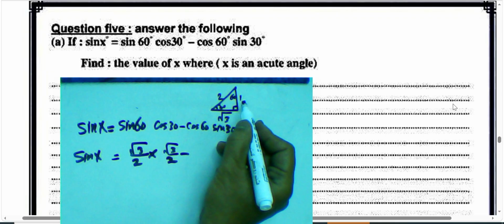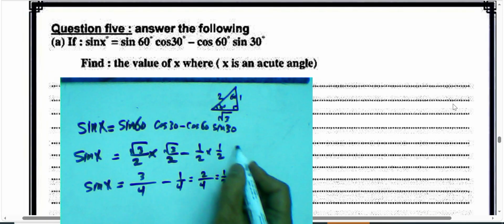Then we have sin x. Start from the left hand side, sin x is equivalent to sin 60 cosine 30 subtract by cosine 60 product by sin 30. We can write sin x: sin 60 is opposite over hypotenuse, root 3 over 2, product by cosine 30 adjacent over hypotenuse, root 3 over 2, subtract cosine 60 adjacent over hypotenuse, 1 over 2, sin 30 opposite over hypotenuse, 1 over 2.